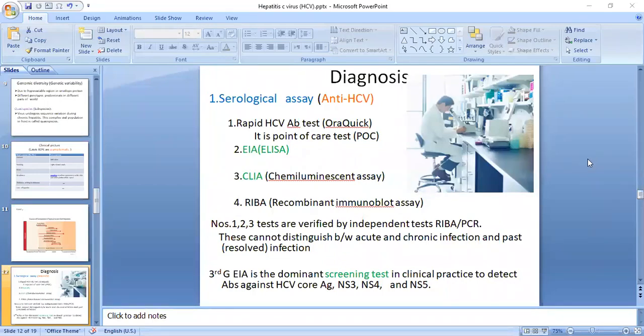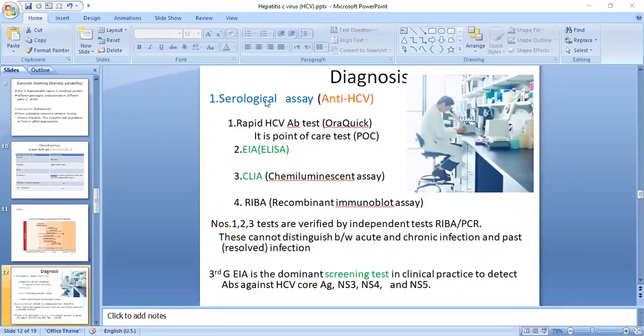So the first test which we prescribe for the detection of C virus is the serological assay of the antibodies, anti-HCV antibodies. These antibodies are determined or identified by different methods. So these methods are the kit method, that is the rapid HCV antibody test.